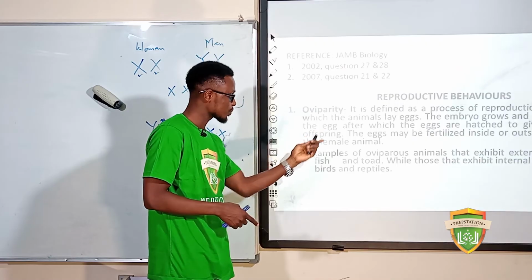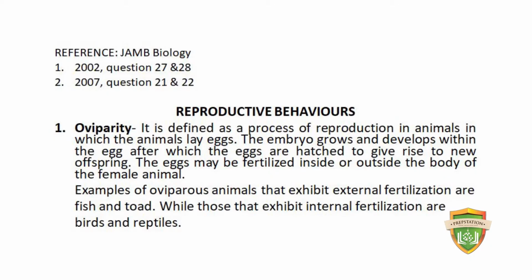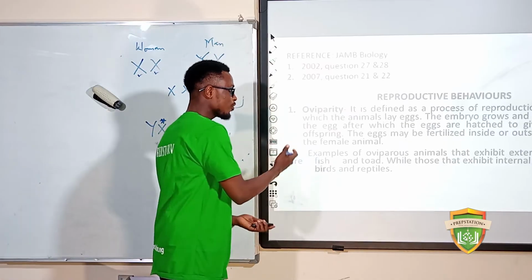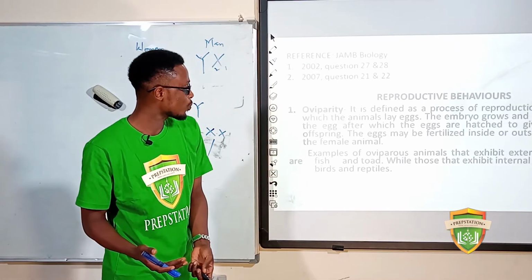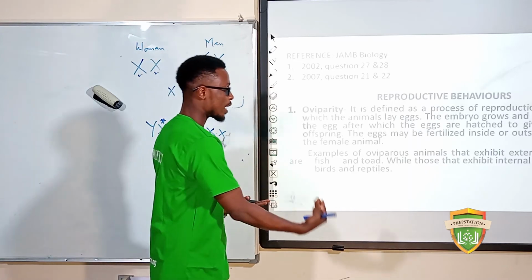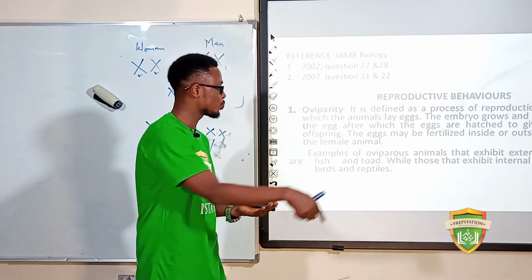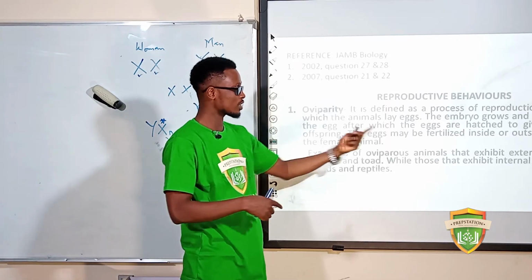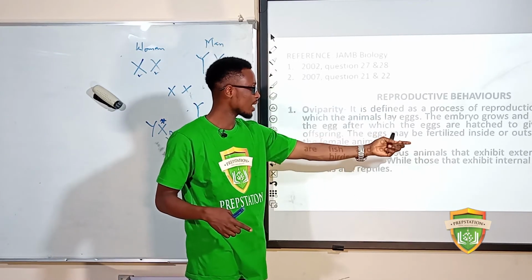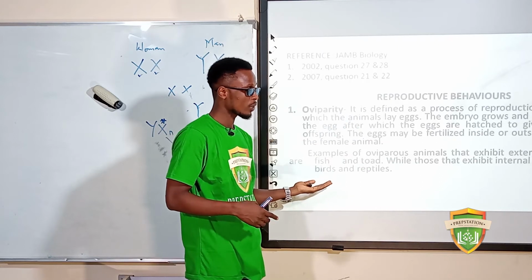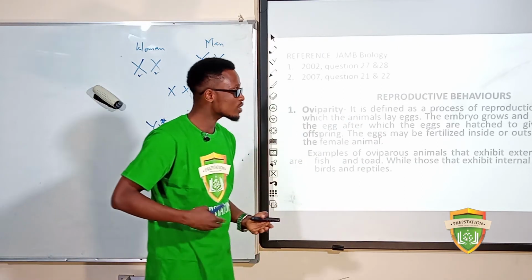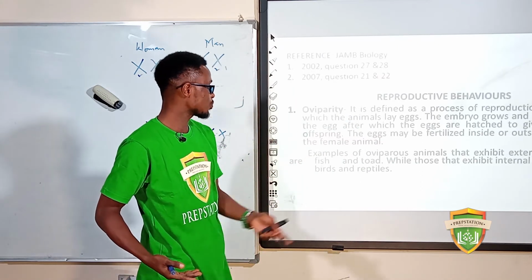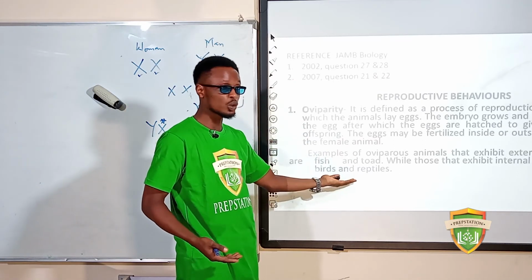That's oviparity. The examples of oviparous animals that exhibit external fertilization are fish and toad. Now, if a fish wants to reproduce, she will put her eggs by the side of the river bank, she will play with the male fish, and the male will secrete the sperm cell on it, to fertilize the egg. That's why they call it external fertilization. The eggs were fertilized outside her body. Outside the body of the female animal. The same thing with toad.